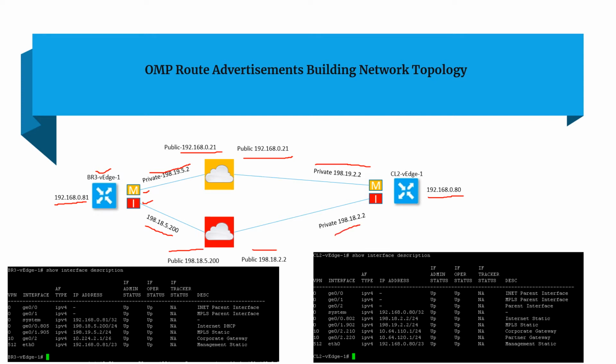Let's verify how we can check this. You need to run the command show interface description. I can see 81 is my system IP address, 19.5.2 is going to be my MPLS, and 5.200 is going to be my internet IP address. It's very similar on the CL2 vEdge device. I can see 192.168.0.80 is the system IP address, 18.2.2 is my internet, and 19.2.2 is my MPLS attachment.